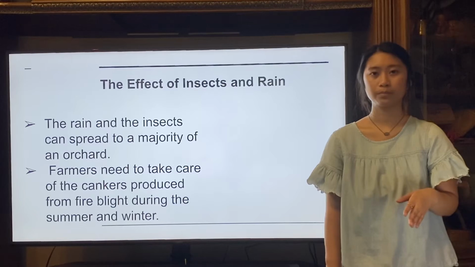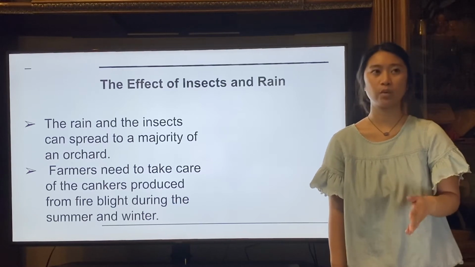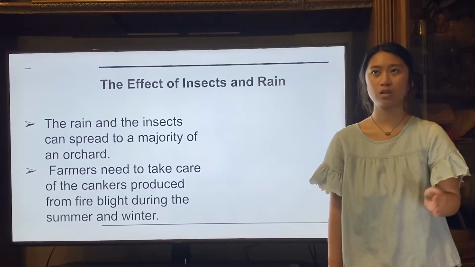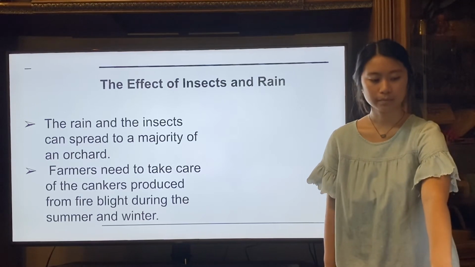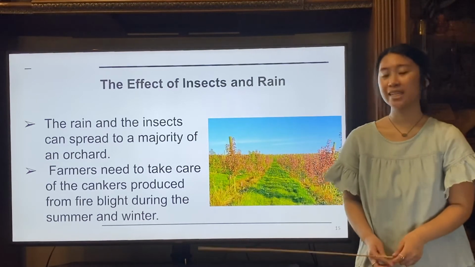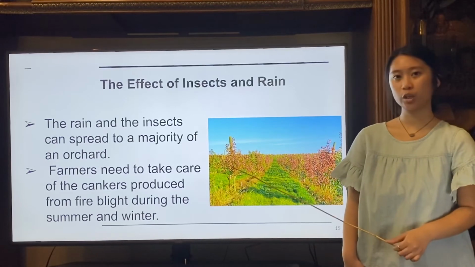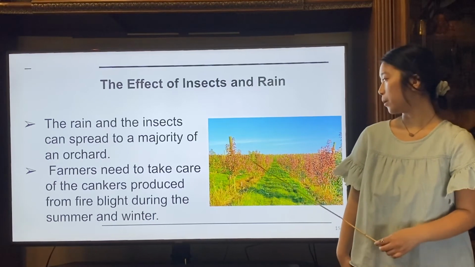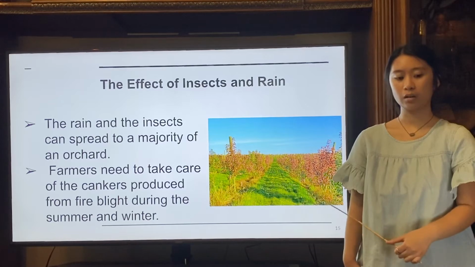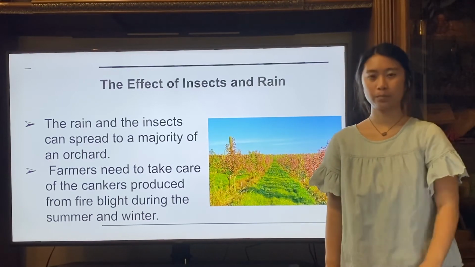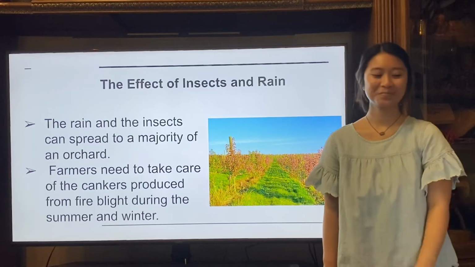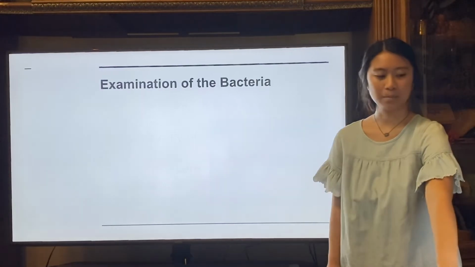And during the dormant season, such as winter, or summer when it's not too hot or as humid. And as you can see in this picture, if an orchard were to get affected, you can see that the leaves are turning a brownish color, and they all look crisped up, like the name.